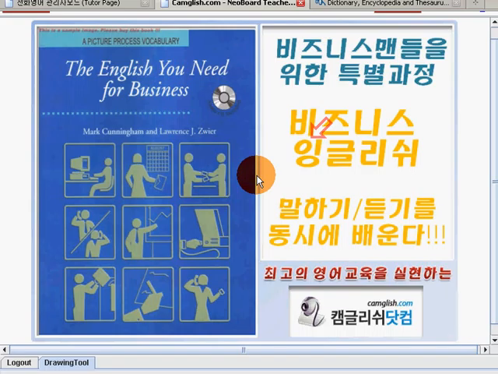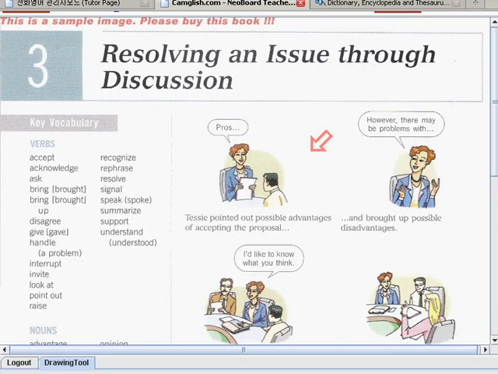Welcome to another business lesson from the English You Need for Business book, a picture process vocabulary. Today, we will discuss a new lesson, and here we will talk about resolving an issue through discussion. In this situation, you're going to talk to your office mates or your employees and talk about an issue and try to resolve it.